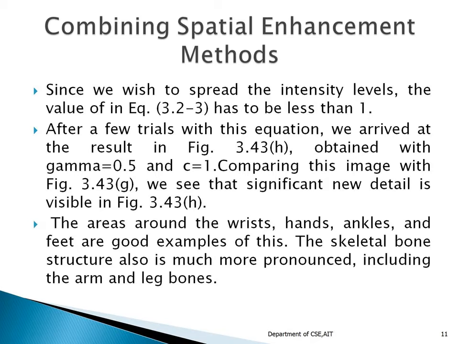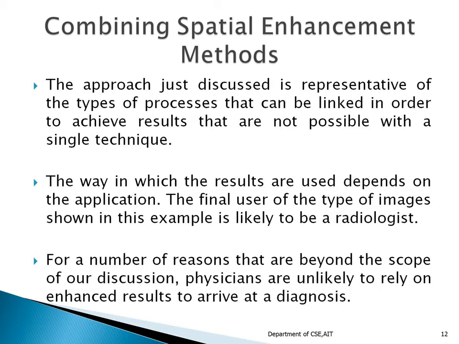So we can bring out much more detail by expanding the dynamic range of the intensity levels. Also we can bring down the noise and go for better visual improvement over the original image. What we are discussing here is how, by making use of different types of processes, we can achieve the desired result, which we could not have achieved by using only a single technique. So it depends upon the application how we combine the images and get the result.